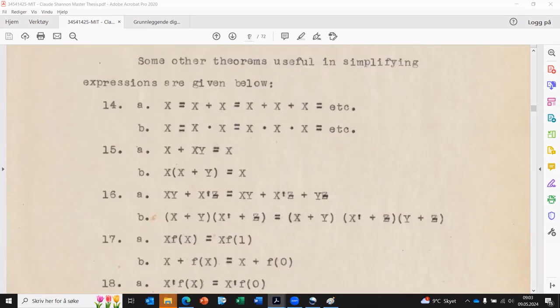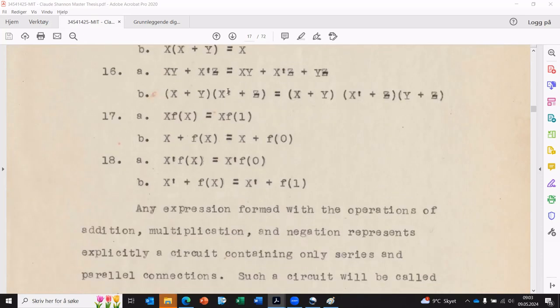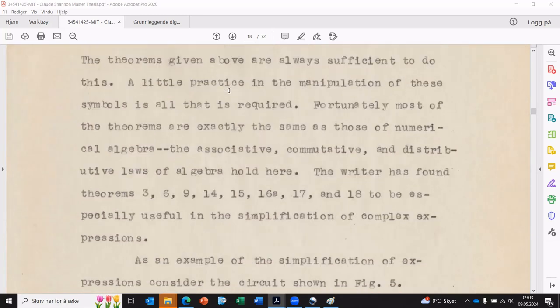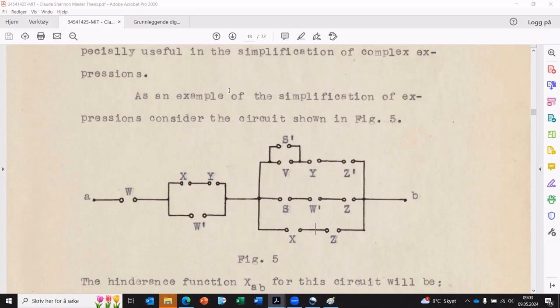Now we have jumped to page 17, and here Claude Shannon gives us some more useful theorems. It's just more Boolean algebra. And then he shows an example of how to simplify circuits.